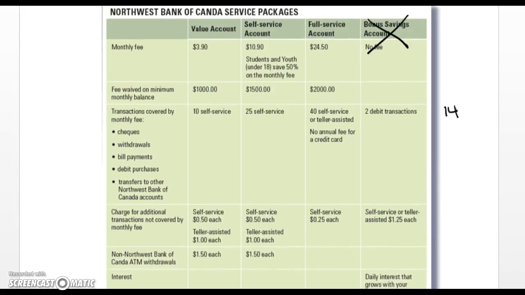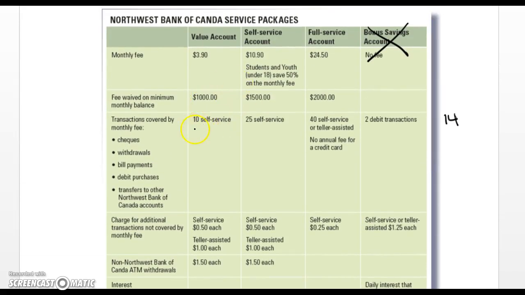So look at each of those accounts. With your first account, you had 10 total self-service transactions that were covered, and we know that she had 16, which means that 6 of them will not be covered. So here we'll be looking at 50 cents for each of those transactions, and there's 6 that are not covered.